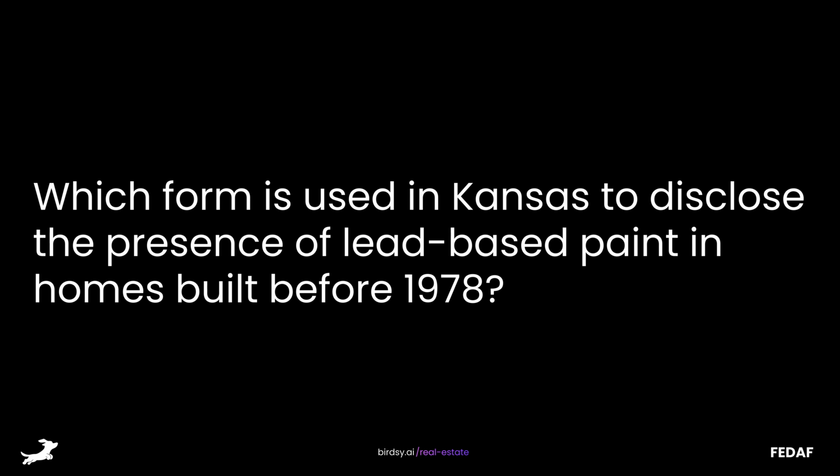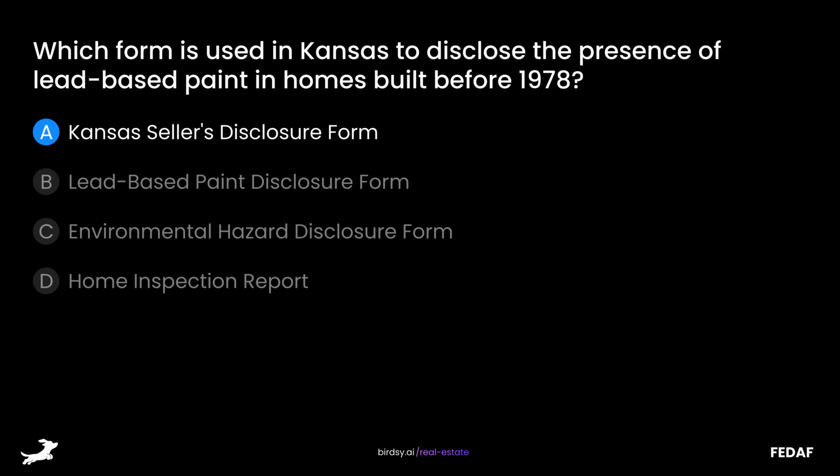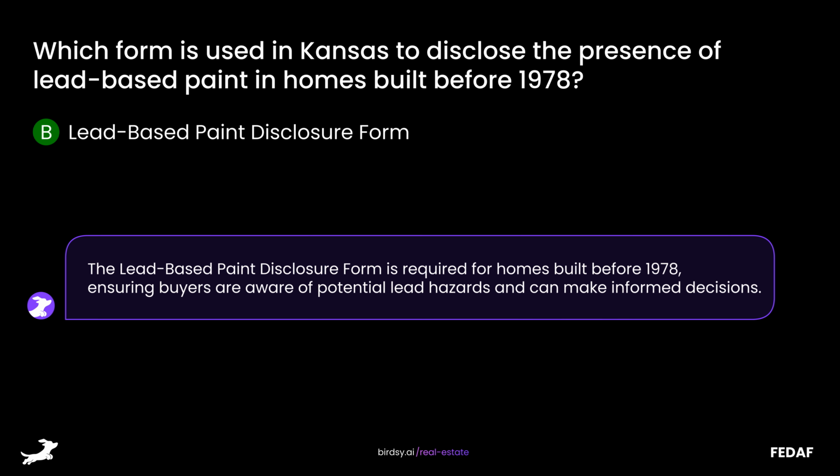Which form is used in Kansas to disclose the presence of lead-based paint in homes built before 1978? Is it A, Kansas seller's disclosure form, B, lead-based paint disclosure form, C, environmental hazard disclosure form, or D, home inspection report? The answer is B, lead-based paint disclosure form. The lead-based paint disclosure form is required for homes built before 1978, ensuring buyers are aware of potential lead hazards and can make informed decisions.